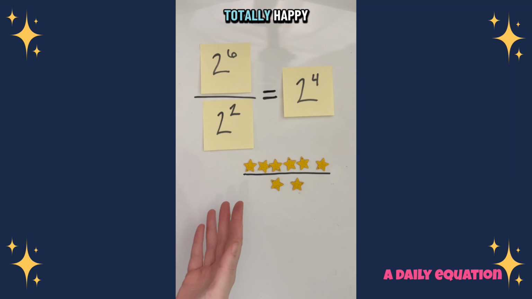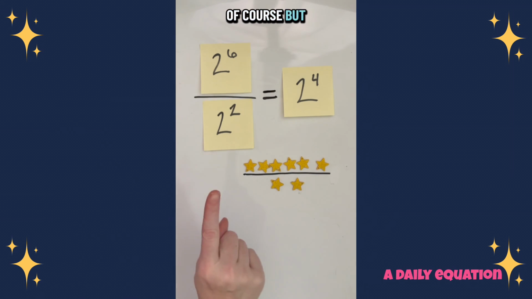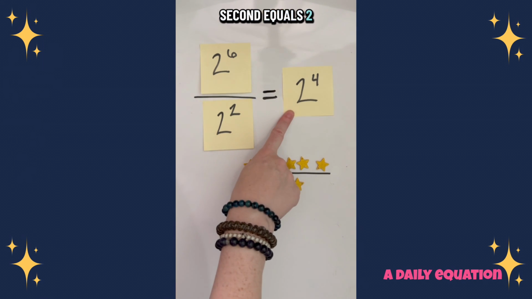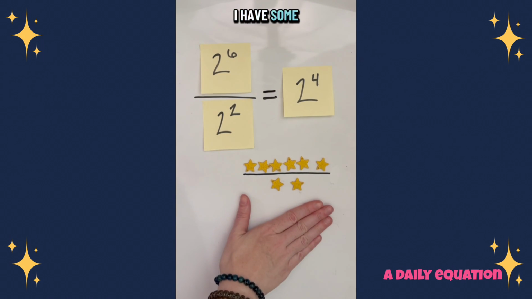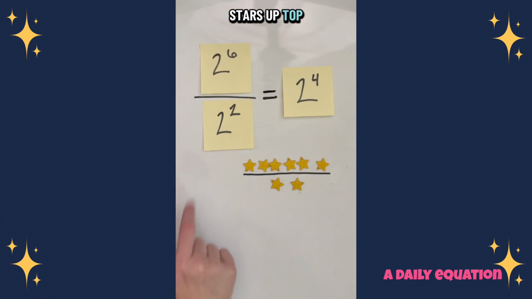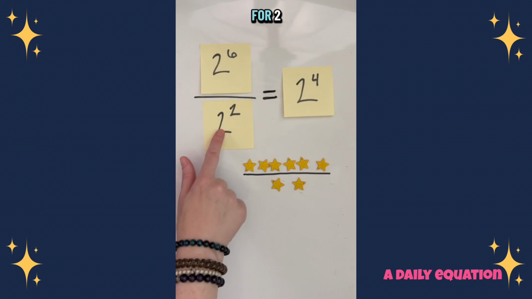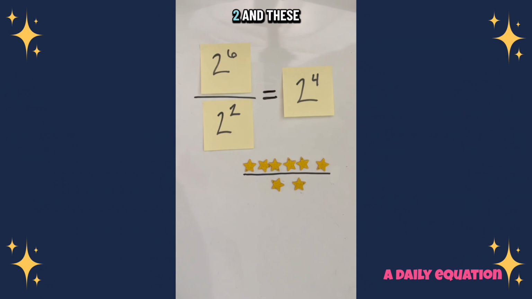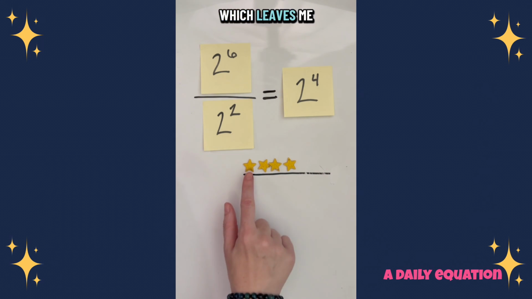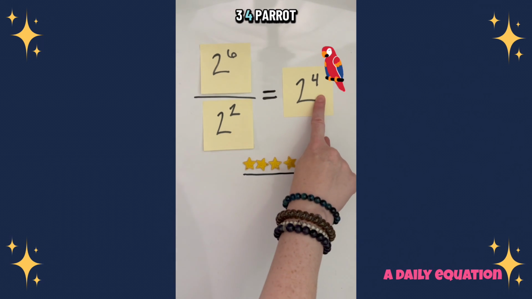And could you stop here and be totally happy? Of course. But if you want to know why 2 to the 6th divided by 2 to the 2nd equals 2 to the 4th, I have some stars for you. I have 1, 2, 3, 4, 5, 6 little stars up top for my 2 to the 6th. Parrot says 6. And then I have 2 stars on the bottom for 2 squared. Parrot says 2. And these guys are going to cancel out. Boop, boop, which leaves me with 1, 2, 3, 4. Parrot says 4.